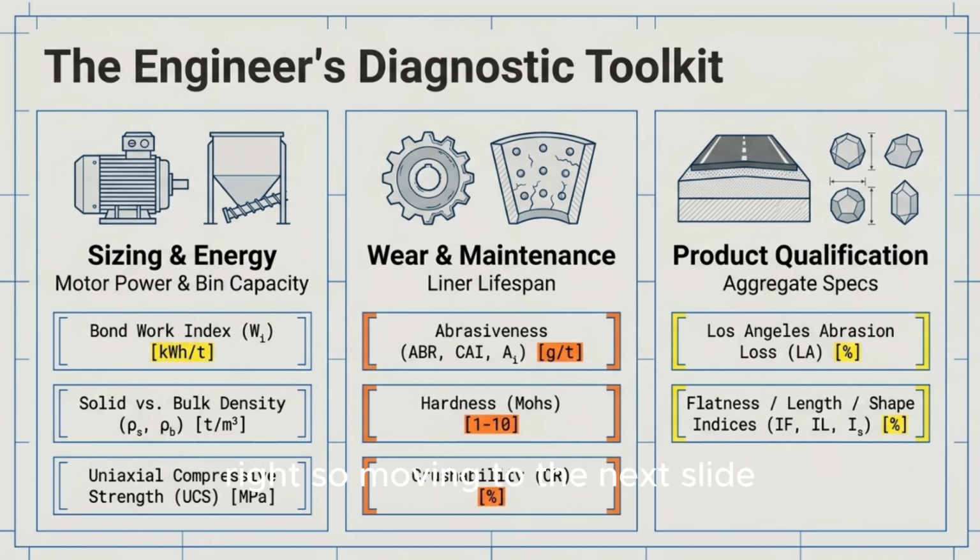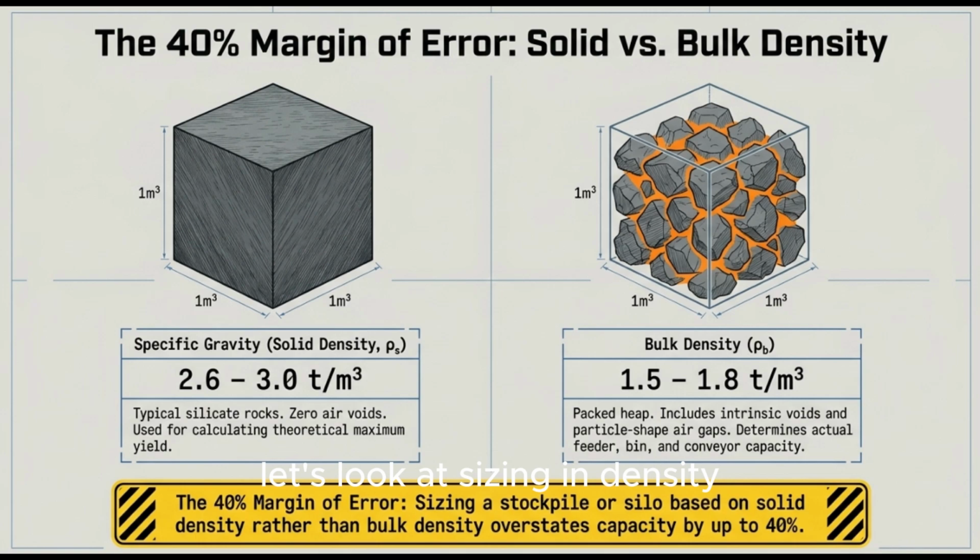Right. So moving to the next slide, let's look at sizing and density. I was honestly blown away by this 40% margin of error thing. Oh, it is a massive pitfall. When calculating silo capacity, engineers sometimes base it on solid density, which is the theoretical volume of a solid, unbroken block of rock. Right, exactly. But they really should be using bulk density, because that accounts for the literal air gaps between the broken pieces of rock. If you ignore those air gaps, you can overstate your capacity by up to 40%.